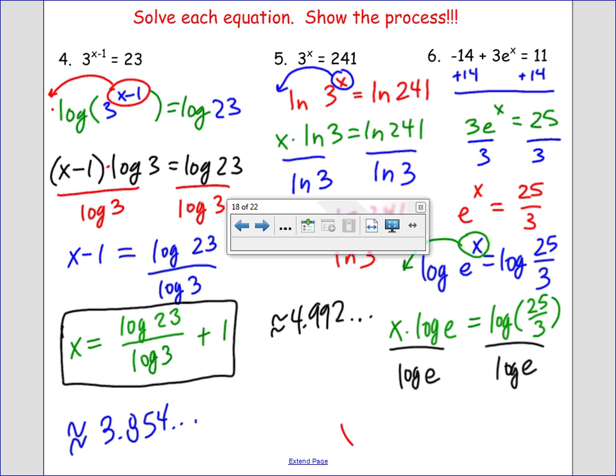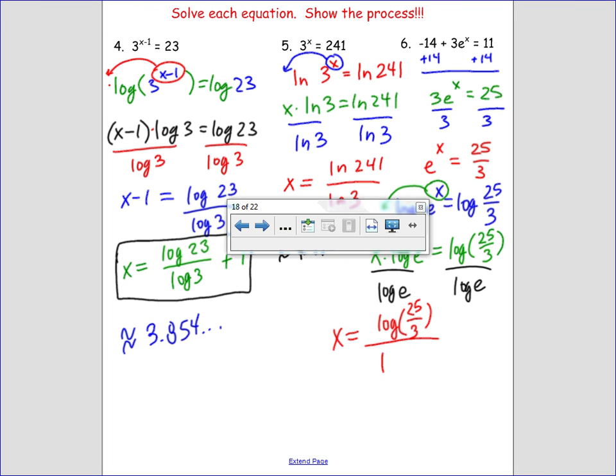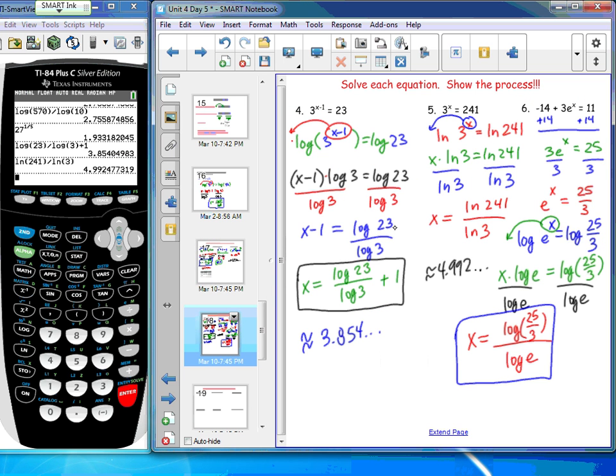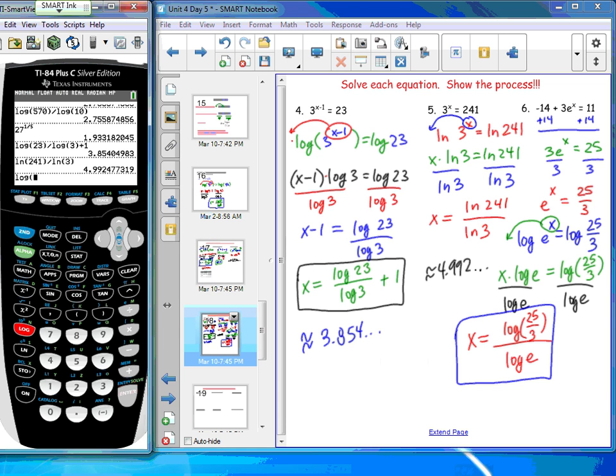I get x equals exactly log of 25 thirds over log of e. And that's my exact answer. Now, I don't know what that is, but I can get a decimal approximation by considering the common log of. And guys, make sure that your 25 thirds is in the input then closed, right? Closed before you do the division by the other log.